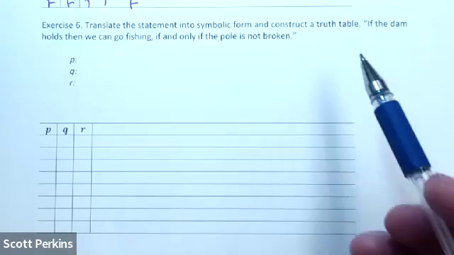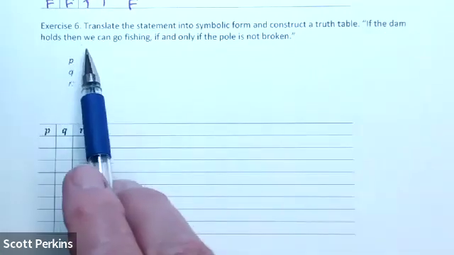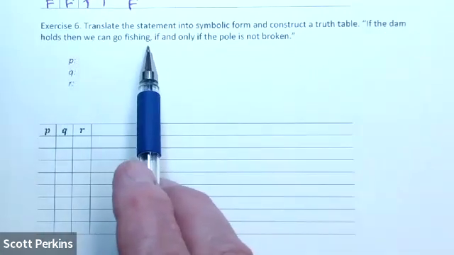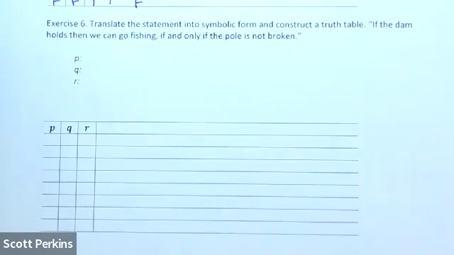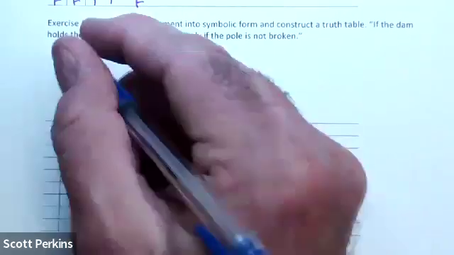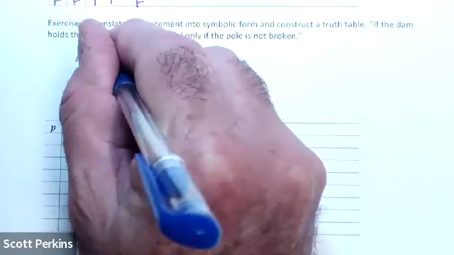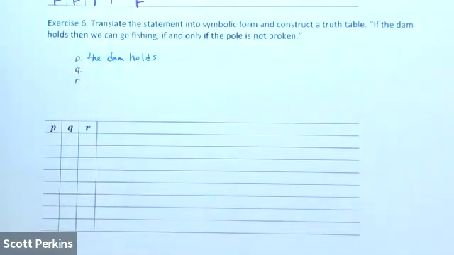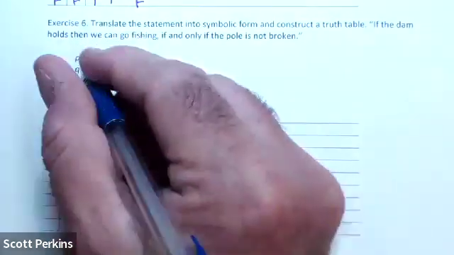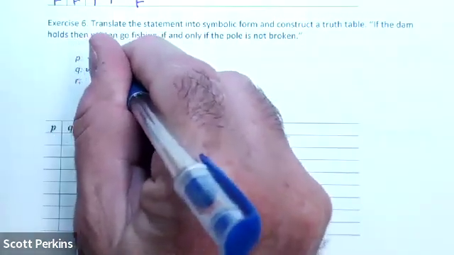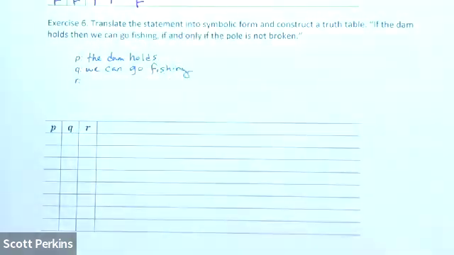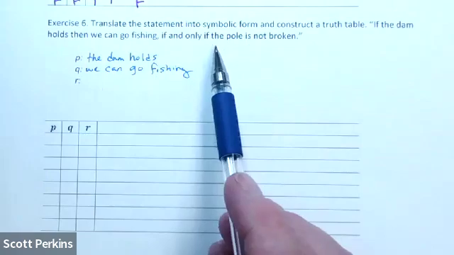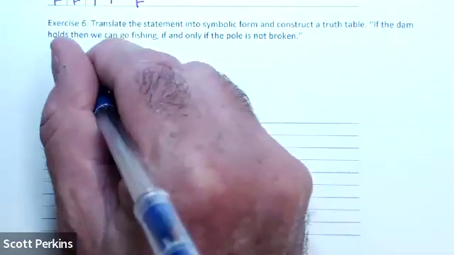Okay, so the statement is: if the dam holds, then we can go fishing, notice the comma, if and only if the pole is not broken. So statement P, I'm going to say the dam holds. Then statement Q is we can go fishing. And then finally, statement R is the pole is broken.